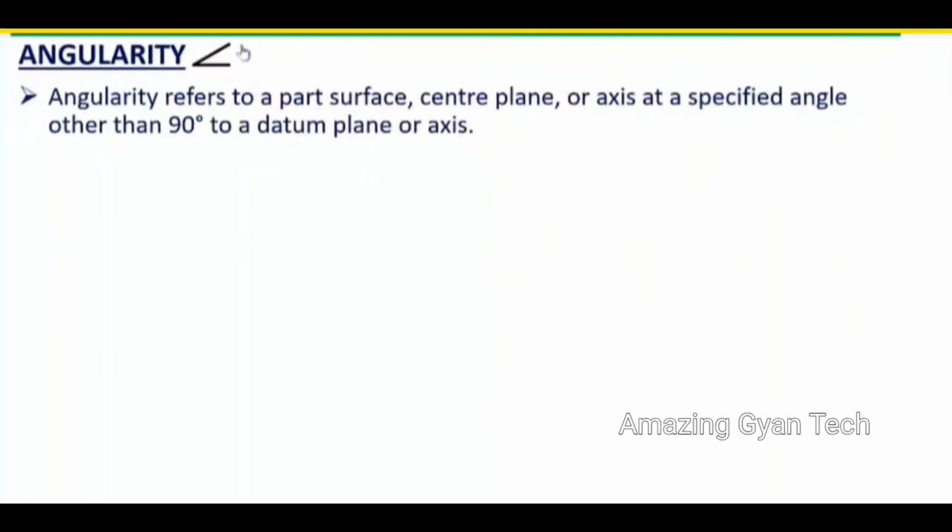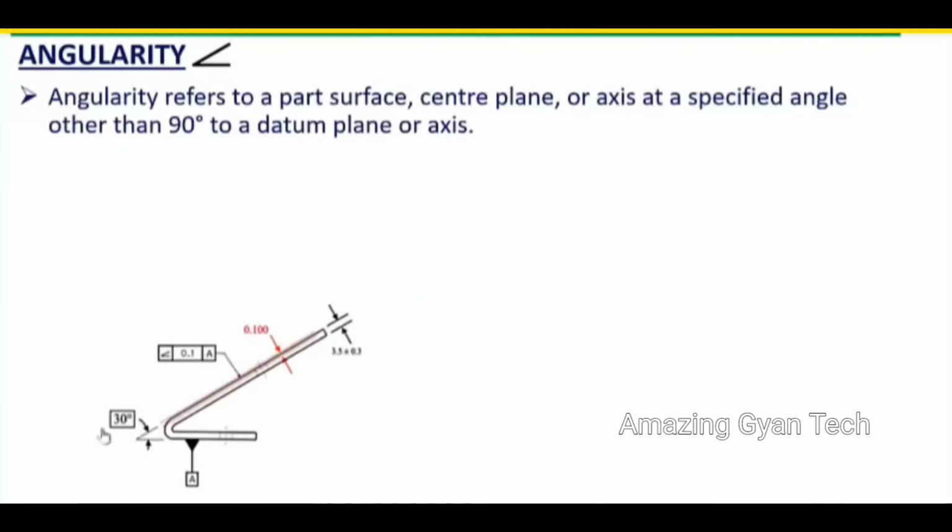Now we will see the next topic, angularity. This is the second orientation tolerance which we are going to see. The angularity symbol is an acute angle, say 30 degrees, something like that. Angularity refers to a part surface, center plane or axis at a specified angle other than 90 degrees to a datum plane. It is almost similar to perpendicularity, but perpendicularity is mentioned for surfaces at 90 degrees, and whatever the angles other than 90 degrees, they all come under the category of angularity. If you have two components assembled at an angle of 30, 40, 45 or 60 degrees, everything will be considered as an angularity tolerance.